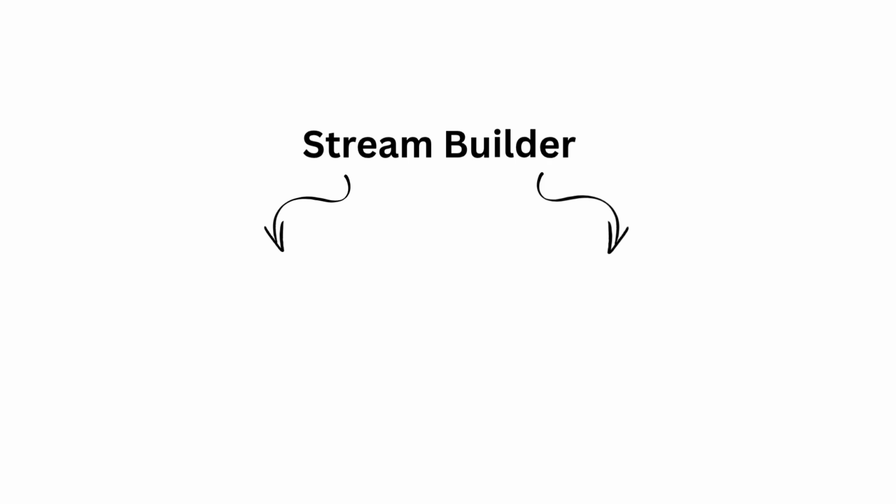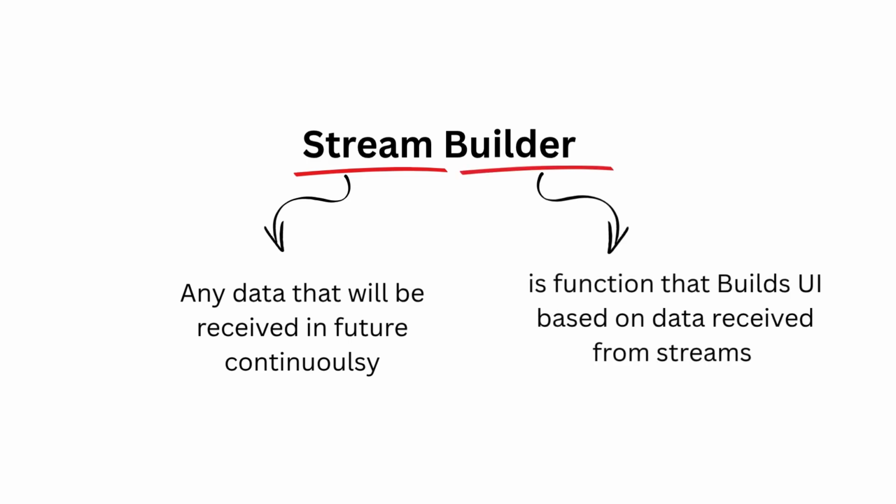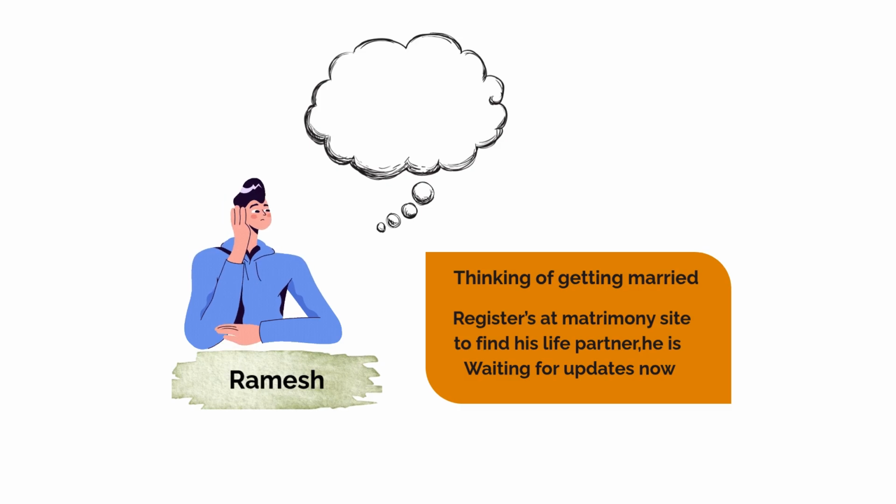So let's learn StreamBuilder. It is made up of two words. First, stream, which will give us continuous data over time. And second is builder, which builds the UI whenever there is a change in a stream. So we will learn StreamBuilder with the help of a matrimony example.